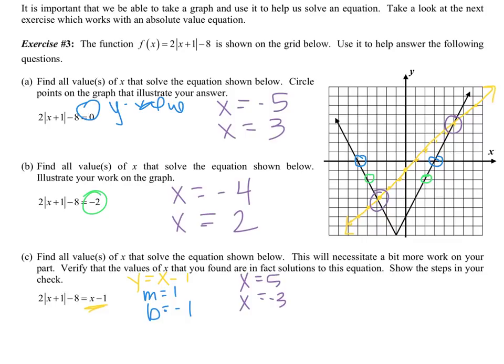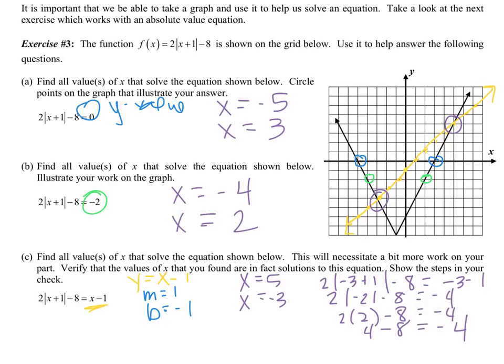So is 2 times the absolute value of negative 3 plus 1 minus 8 equal to negative 3 minus 1? So 2 times the absolute value of negative 2 minus 8, is that equal to negative 4? Well, the absolute value of negative 2 is 2, so 2 times 2 minus 8, is that equal to negative 4? Well, yes, 4 minus 8 equals negative 4. If you were to do the check for 5, it would also show that it worked.